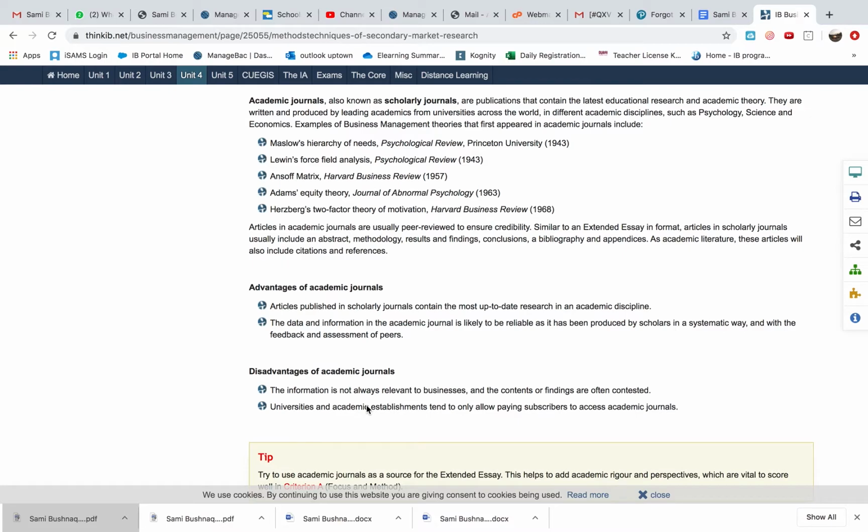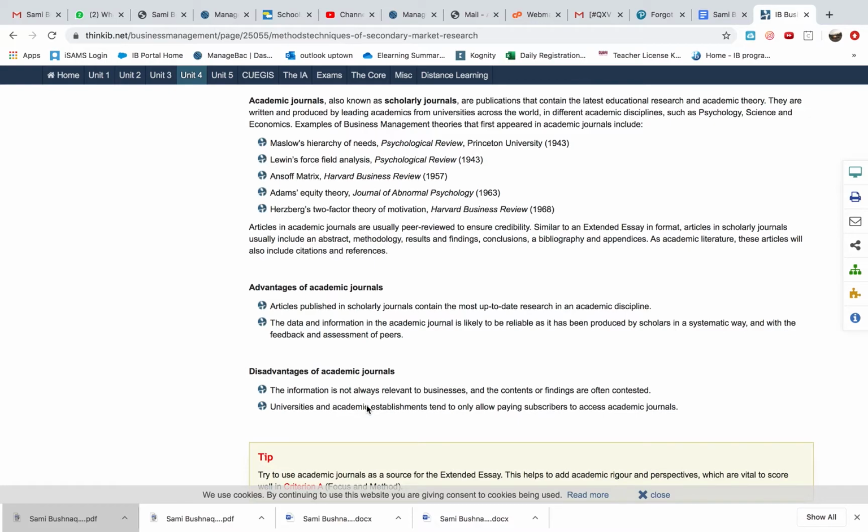Articles published in scholarly journals contain the most up-to-date research in an academic discipline. The data and information is going to be really reliable because it's produced only by experts, not by people from blogs who just decide that they want to be an expert in a field. These are people with doctorate degrees most of the time. And feedback and assessment of peers is given. It's peer reviewed. Before it even gets published, it has to go through a big system of acceptance and review, unlike a blog that anyone can just pop up.